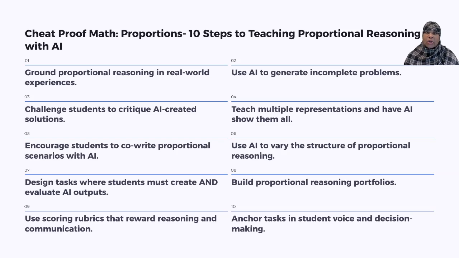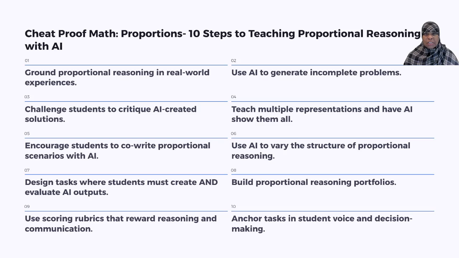And step 10 is to anchor tasks in student voice and decision making. So here's a strong assignment that you can give to your students. You tell them you're planning a school trip and they need to use AI to model costs for different numbers of students. They can calculate per person costs, transportation, food, and time. Explain your reasoning and design 2 visual aids. Or you can have them create a social media infographic that compares 2 prices using unit rates. They will use AI to help with visuals, but you must check, explain, and justify all claims. Now, students are solving messy, meaningful problems using AI support, but their judgment is the driver.